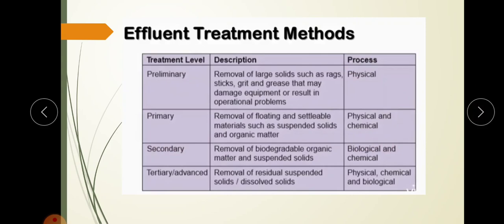Sometimes we are adding chemicals in order to increase the rate of the sedimentation process, that is known as sedimentation with coagulation. So it may be physical or chemical. And secondary treatment is mainly biological, and sometimes we also add some chemicals, but actually it is a biological process. And tertiary means it may be a combination of physical, chemical and biological, that is, the removal of residual suspended solids or dissolved solids. So this is the overview of effluent treatment methods: preliminary, primary, secondary and tertiary.